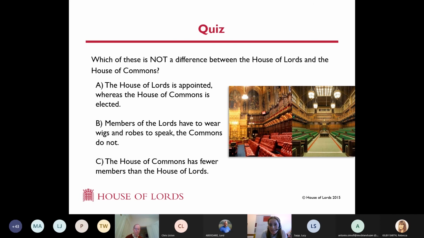Which of these is not a difference between the House of Lords and the House of Commons? Is it A, the House of Lords is appointed, whereas the House of Commons is elected? B, members of the Lords have to wear wigs and robes to speak, but the Commons do not? Or is it C, the House of Commons has fewer members than the House of Lords? So which of these isn't a difference between the House of Lords and the House of Commons? And I'll give you about 30 seconds to discuss that and to figure out your answer.